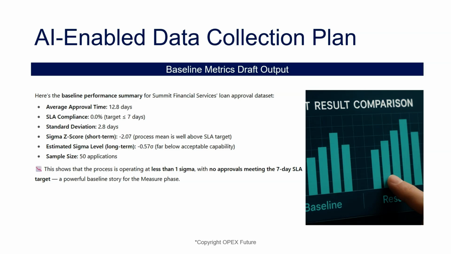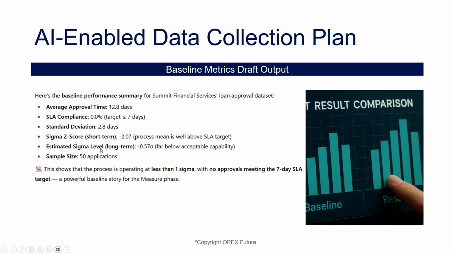Here you have it. This is our output here. This is a screenshot showing our baseline performance summary for Summit Financial Services loan approval data set. Some of this information you had seen before, such as the average loan approval time, 12.8 days. Our SLA compliance, we know we're not meeting it at all. Our standard deviation, we can see that's new information to us, right? 2.8 days. We got our short-term sigma z-score of negative 2.07. Process mean is well above the SLA target. In other words, we're way off.